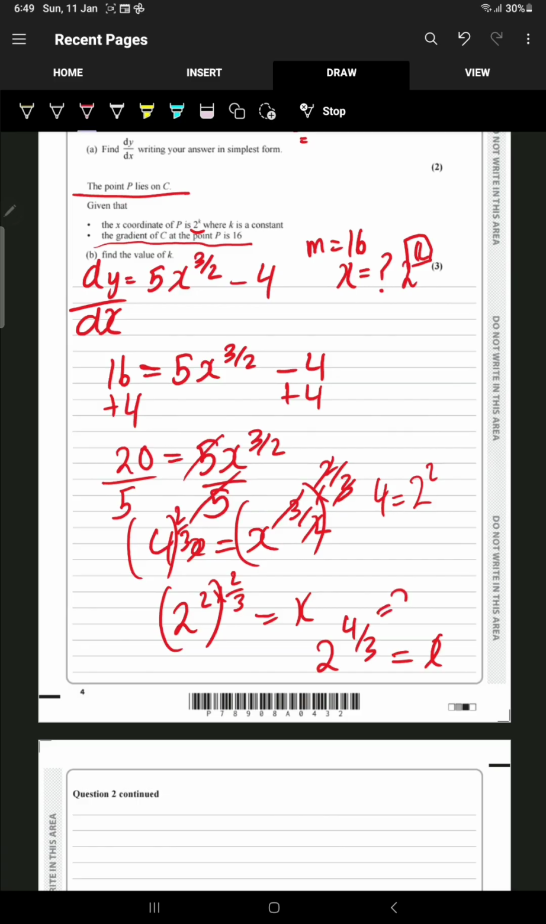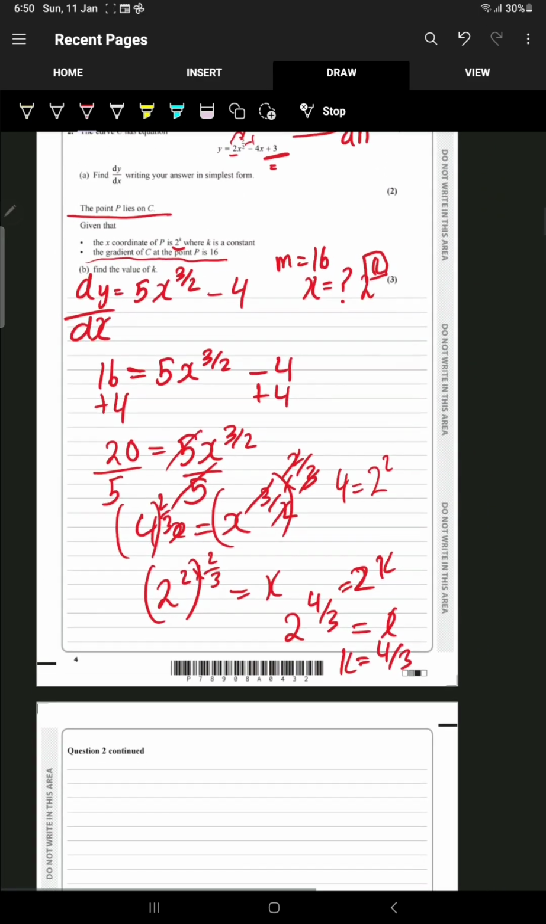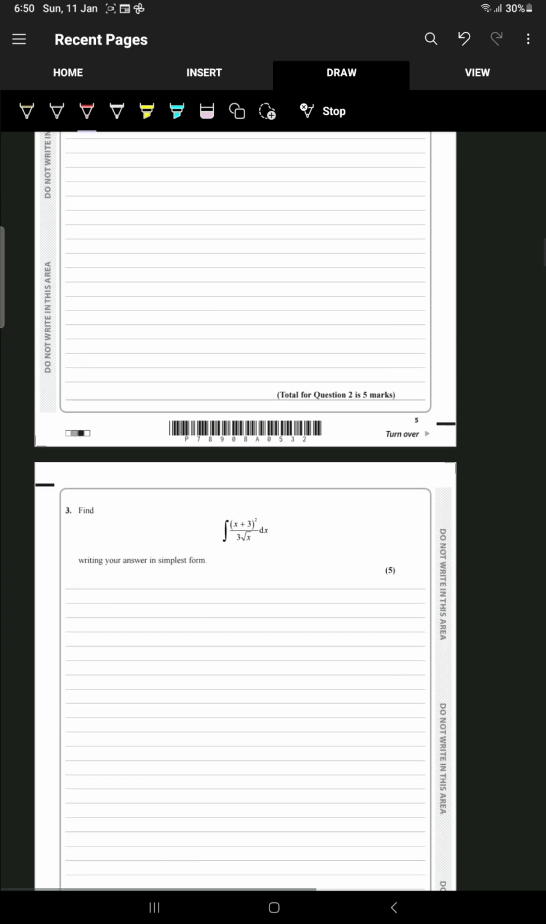Now this is in the form of 2k, and now k is going to be 4 over 3. All right, so here is our question number 2 done.